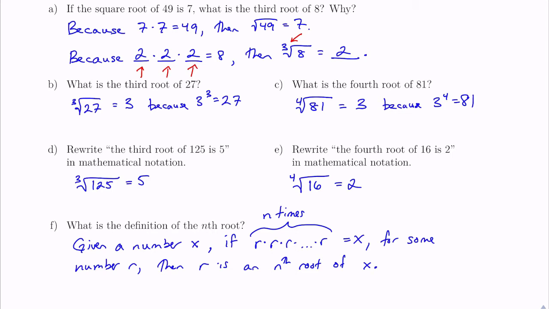Again, in radical notation, the way we would say the nth root of x is that we would use a radical, we would have x underneath the radical, and the index would be n. And based on our statement above, the nth root of x equals r, because r to the nth power equals x.